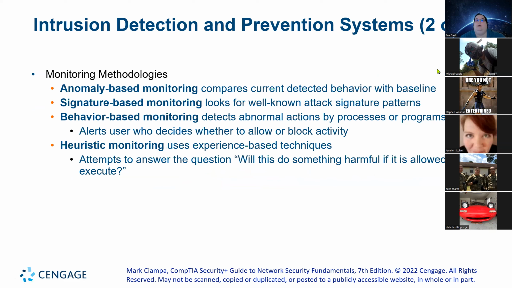Monitoring methodologies. We've talked a little bit about these before. Anomaly-based monitoring compares current detected behavior with your baseline. Signature looks for known attack signatures, which can be a problem because if it's something that's never been seen, then you're not going to know which one it is. There's behavior-based monitoring, which detects abnormal actions by processes or programs. This alerts users who decide whether to allow or block the activity. So it's like, hey, this looks kind of hinky. Are you sure you want this to happen?